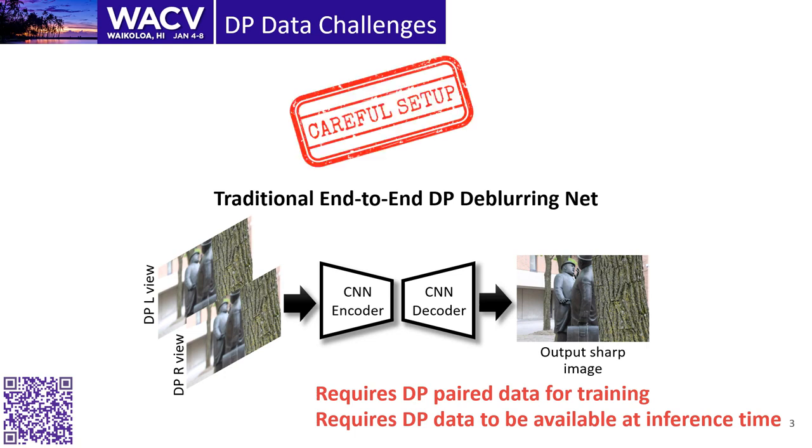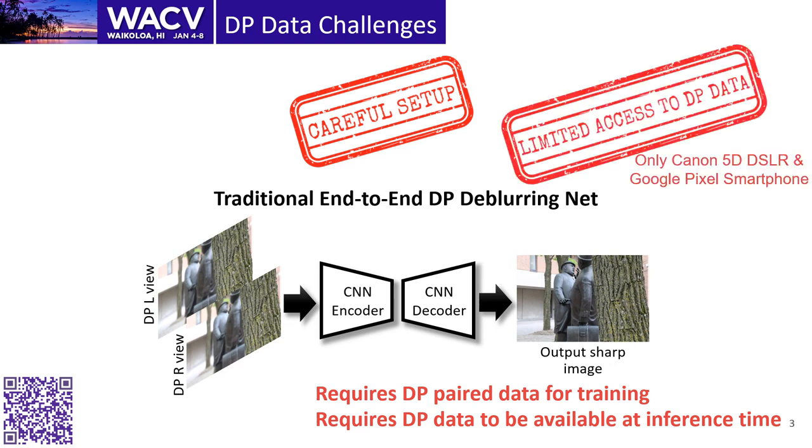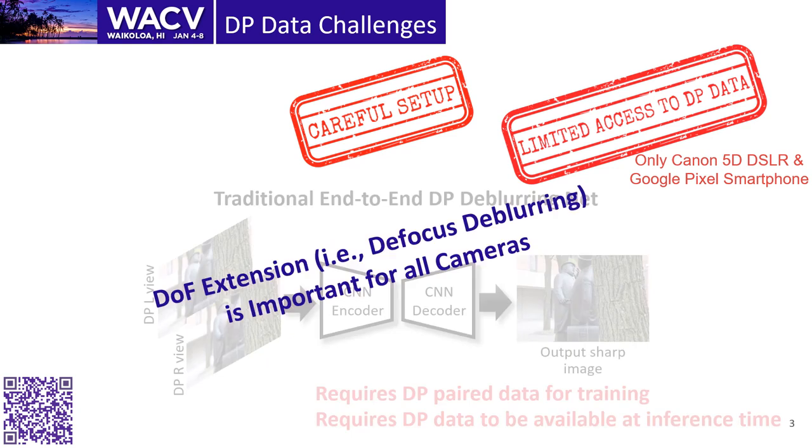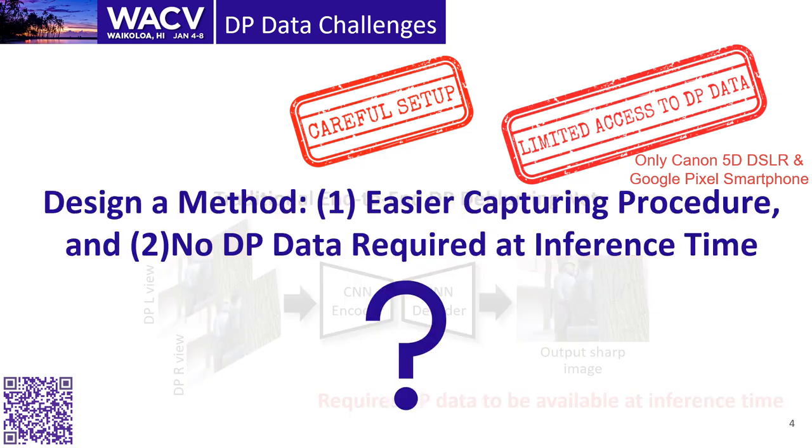The challenge in this prior work was that collecting this paired training data was a tedious process that required a careful setup. Another challenge is that while many cameras use DP sensors, currently only two models provide access to the DP data. However, we still want to perform defocus deblurring for cameras that do not provide access to DP data. So the questions we sought to answer are: can we reduce the reliance on paired and hard to collect data? And can we design a deblurring method that works on a single image input at inference time when the DP data is not accessible?